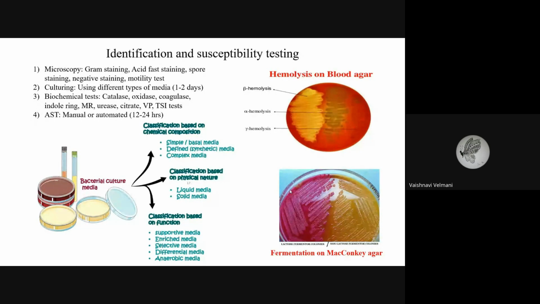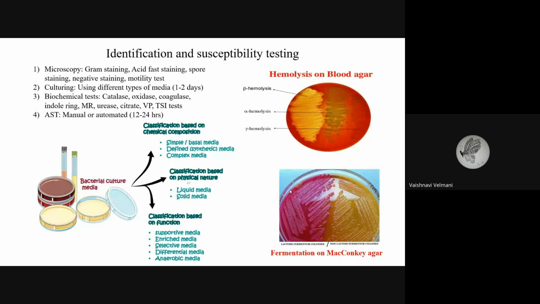Spore staining, in the sense we can differentiate the bacterial endospores, and negative staining is used to provide a contrast, and a motility test to identify the motility of the bacteria. And with this, we can only identify whether it is Gram-positive or Gram-negative. Further culturing is necessary. For the culturing, we'll be using different types of media, which are mentioned below.